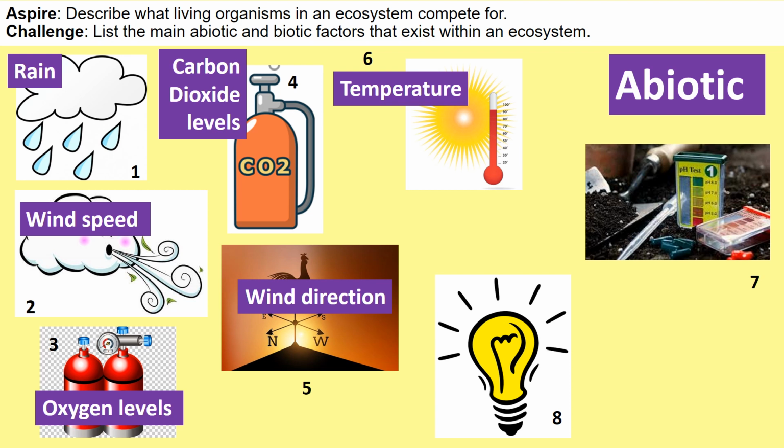The seventh picture is of a pH testing kit, so represented soil pH. And the final picture is a light bulb, so no prizes for guessing, represents light intensity. So those 8 things are the abiotic factors that affect whether species can exist or not within any one of the ecosystems that we started off looking at.